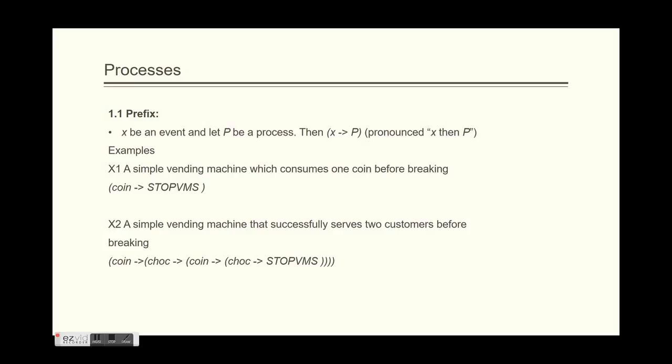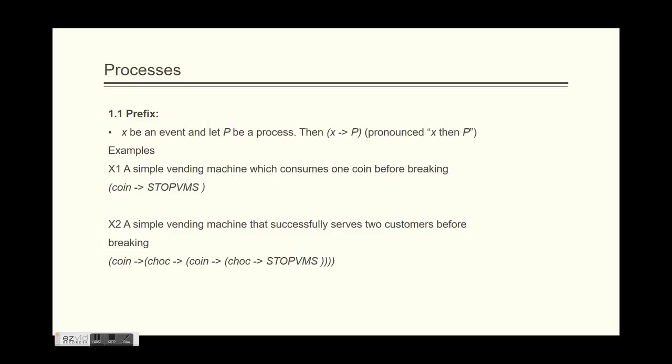Prefix: let x be an event and let P be a process, then x then P is denoted as follows. For example, first example, we consider a simple vending machine which consumes one coin before breaking. So we have an event coin and we have a process of STOP VMS. So after a customer inserts a coin, the vending machine stops, or it breaks, stops working.